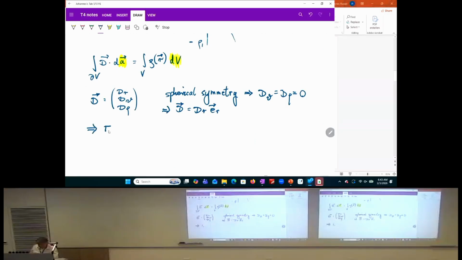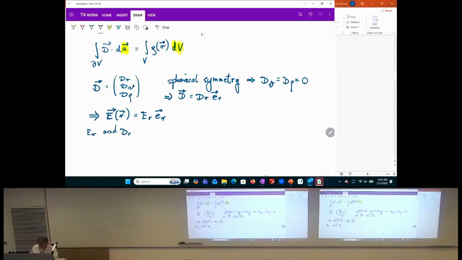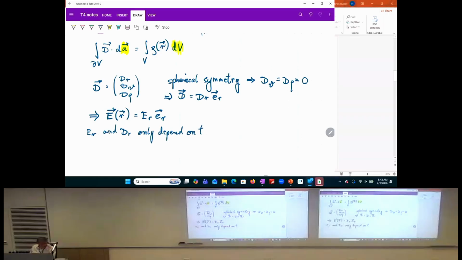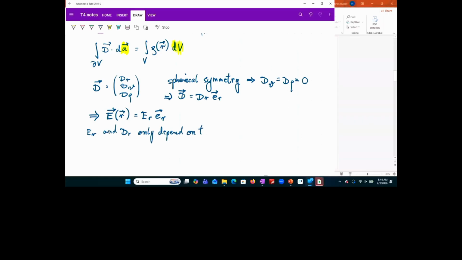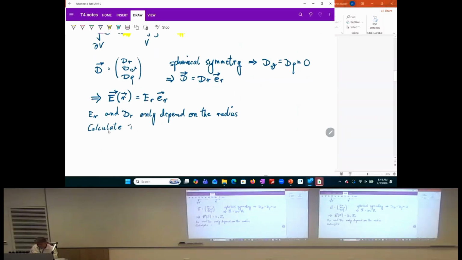In consequence, of course, the electric field, which is related to the displacement field via the permittivity, also has only an E_r component. So the electric and the displacement field only depend on the radius. These are the r components, and in addition, they only have a dependence on the radius. Now, our task is to calculate the D field and the E field.